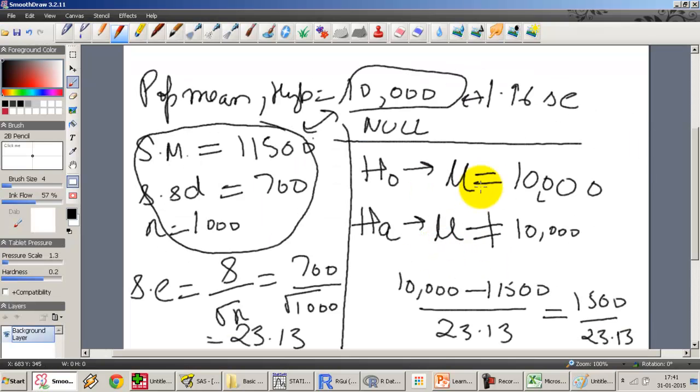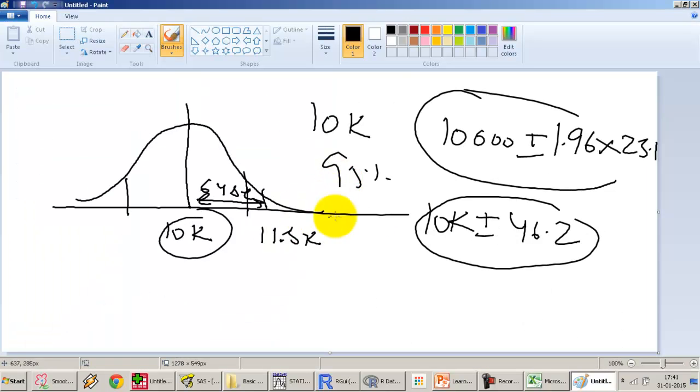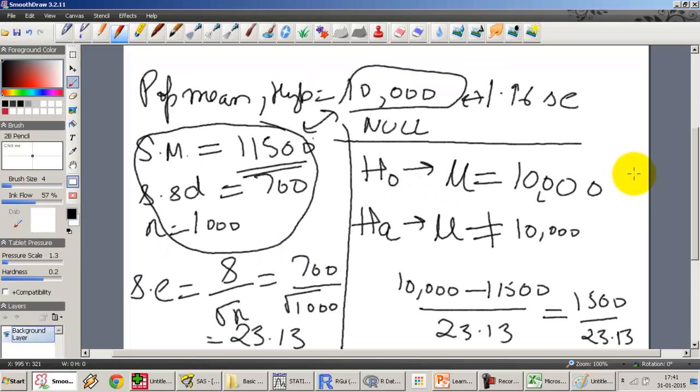The sample that we've extracted is 11,500, which is way outside of the acceptance region, which is about 64 standard errors and not just 1.96 standard errors. So such a sample is highly unlikely to come from a population of mean 10,000. Therefore, we are going to reject this claim, so we are going to reject the null hypothesis. And once we reject the null hypothesis, we go with the alternative hypothesis, which says that the population mean is not 10,000, because the sample that we've extracted rejects this hypothesis at a 95% level.